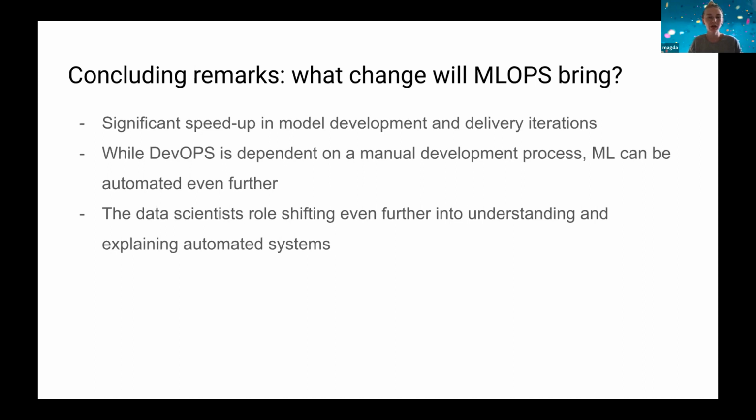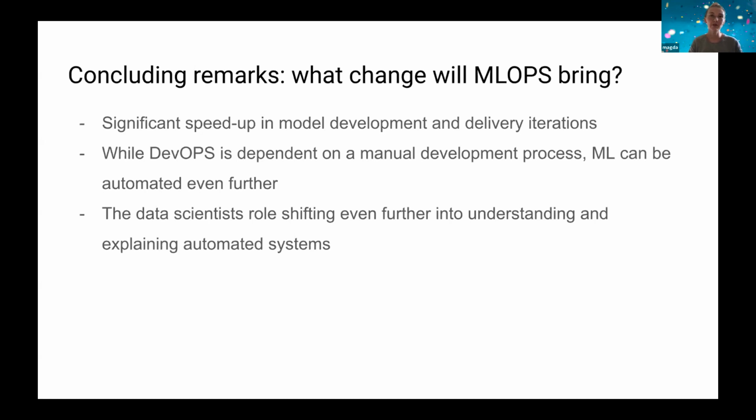And when we were looking a little bit at manual and automated processes, in DevOps we still see that the coding process, the actual software development, the coding part, is manual. But in machine learning, I believe that we can automate the coding process even further. So this will change the role of the data scientists.